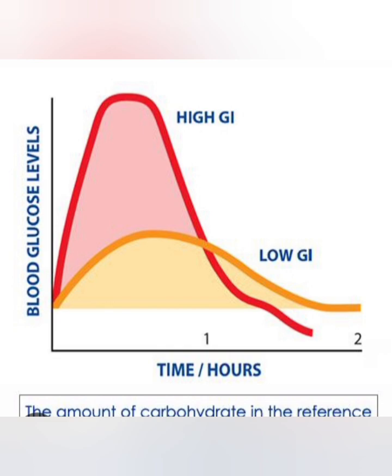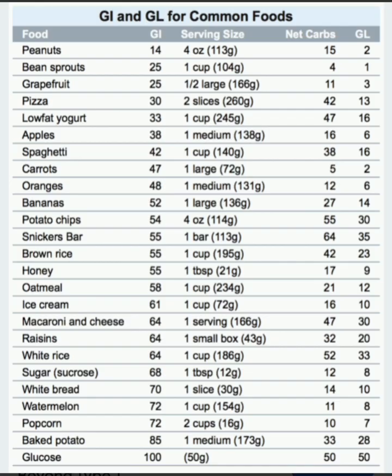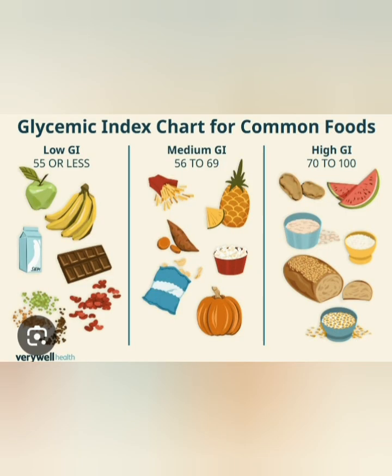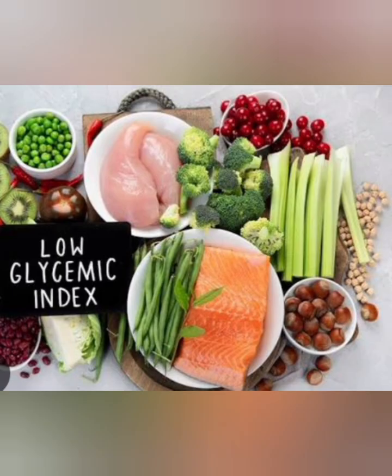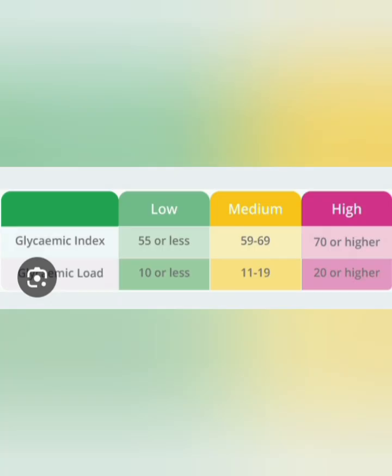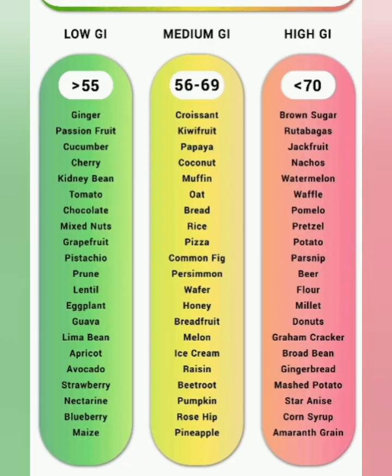High GI foods. Grains: white bread, GI 73, white rice, GI 72, cornflakes, GI 81. Snacks: potato chips, GI 75, cookies, GI 74. Sugary drinks: glucose, GI 100, sport drinks, GI 95.